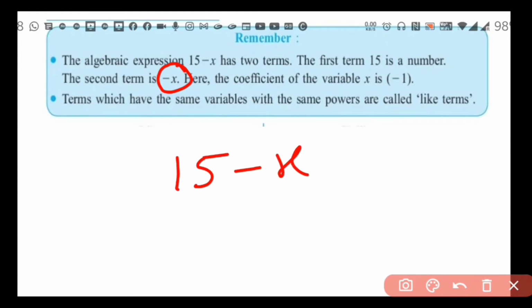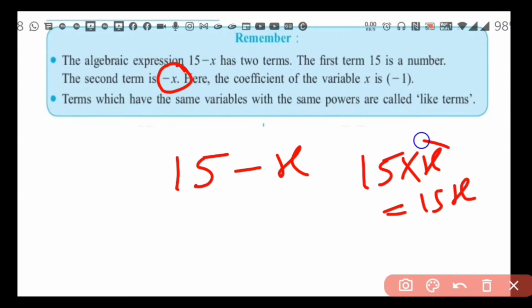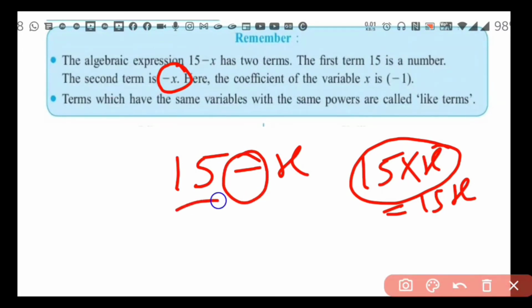If there is a multiplication sign, we cannot say they are 2 terms. If there is 15 multiplied by x, that means it is 15x. So this is a single term. 15 multiplied by x is one term only. But when there is a minus or plus sign between 15 and x, then they are 2 terms. So 15 is the first term and minus x is the second term. So the coefficient of x is minus 1 here. Okay, so always remember all these things.